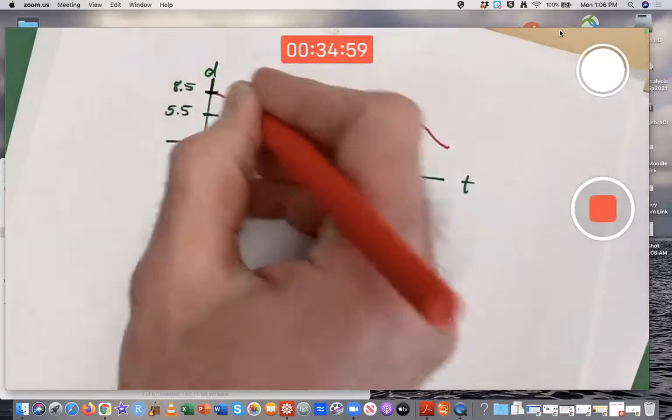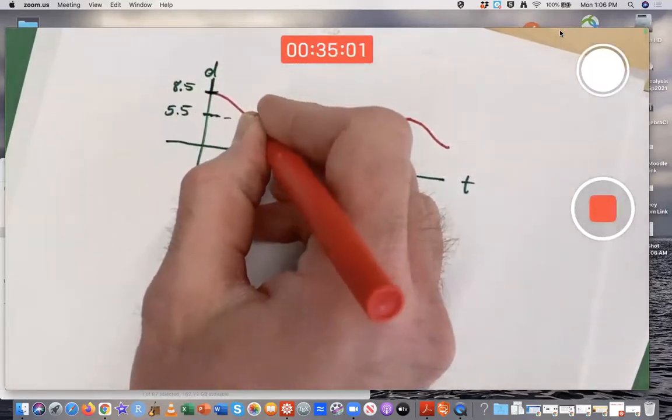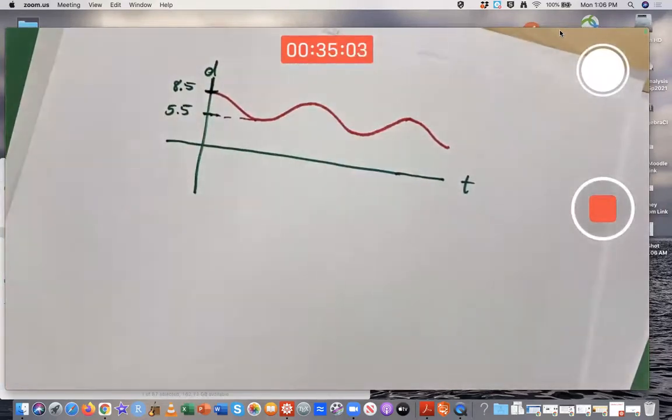So maximum depth of 8.5, minimum depth of 5.5. Can you picture what's going on here? You've got a tank. The water level is going up and down. Starts up high. Evidently, somebody opens the drain, it goes down, and then somebody closes the drain and turns on the faucet, and it goes back up again. You know, who would do such an experiment? I don't know.